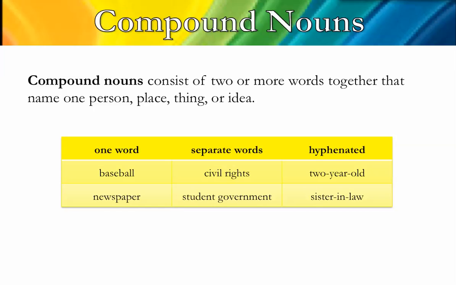Some nouns are what are known as compound nouns. Compound nouns consist of two or more words together that name one person, place, thing, or idea. Here are some examples. Written as one word, we have baseball and newspaper. Written as separate words, we have civil rights and student government. And written as hyphenated, we have 2-year-old and sister-in-law. All of these are examples of compound nouns because all of them are formed with two or more words.